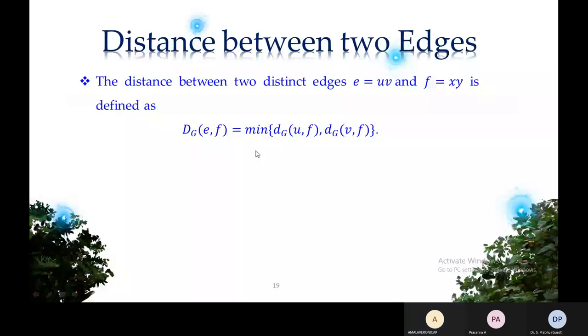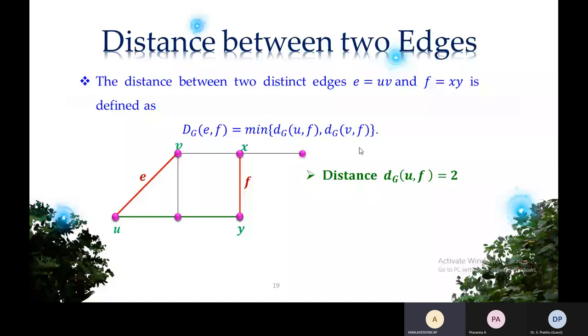Look at here. The first edge E connecting UV and the second edge F connecting XY. The distance between U and Y, or U and F, you can say it's 2, and V and F it's 1. Therefore, the distance between E and F is minimum of 2, 1, which is equal to 1.